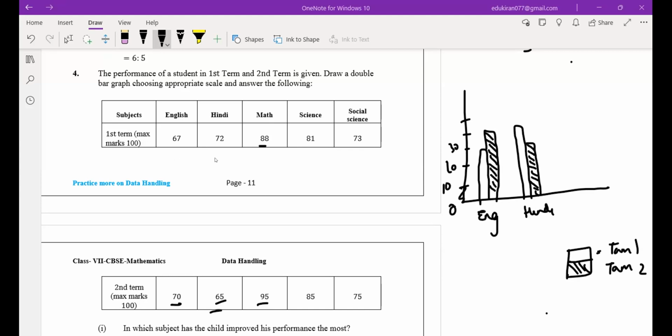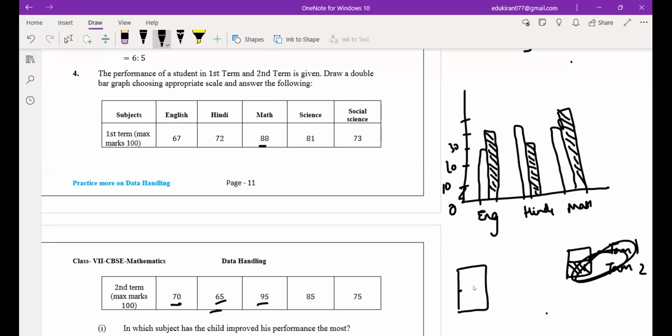So this is how you have to draw: English, this, then Hindi, then you will come to math. So for example, math is 88. You make it 88. Then the second term was 95. So here you will write maths and this one you will shade. And this one is important: once you are done, you will make it like this. The blank part is representing term 1 and the shaded part is representing term 2.